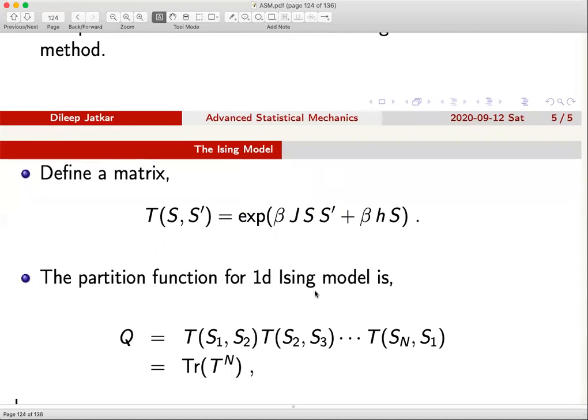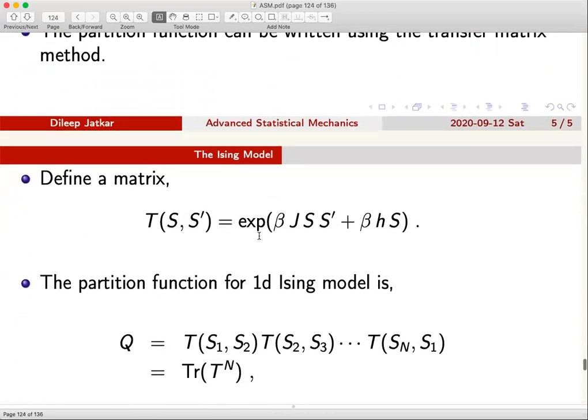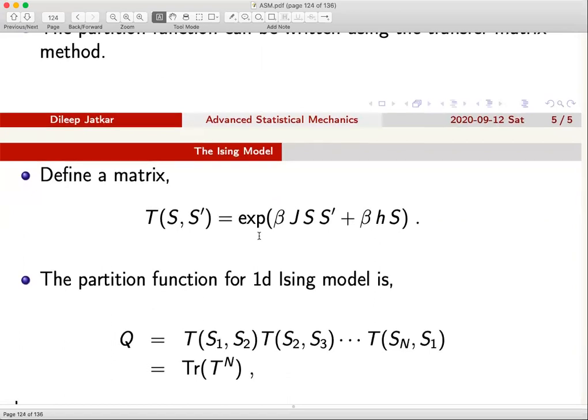The elements, what is the T matrix? Its elements are T, S, S prime. Yeah, so we will write down the T matrix explicitly, okay? But as of now, all I'm trying to say is that your partition function is written as e to the minus beta H, right? And that e to the minus beta H is just written in the matrix form, okay? And for every neighboring interaction, we have written it down.